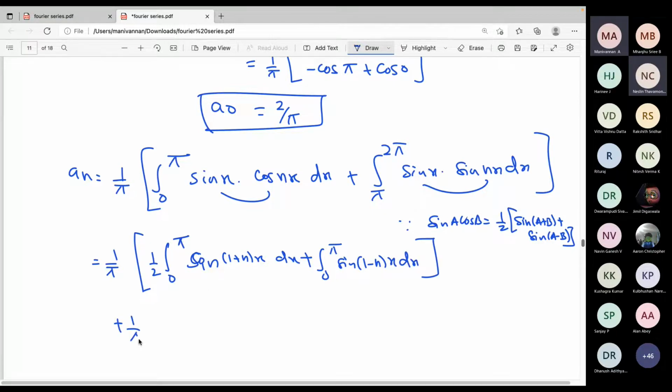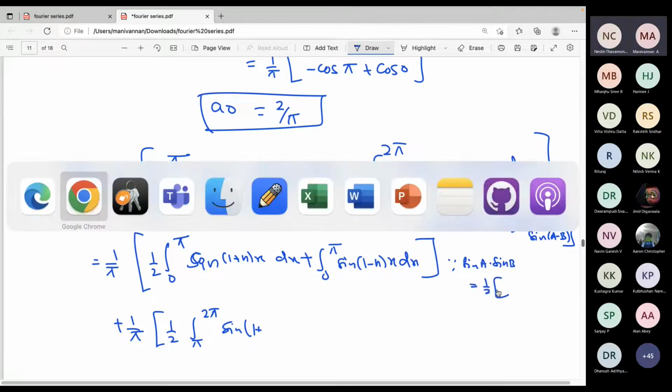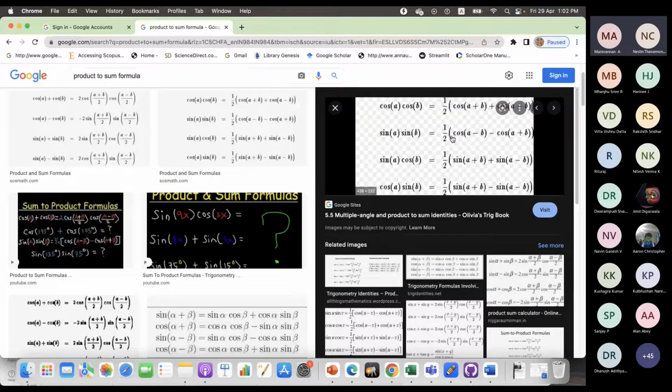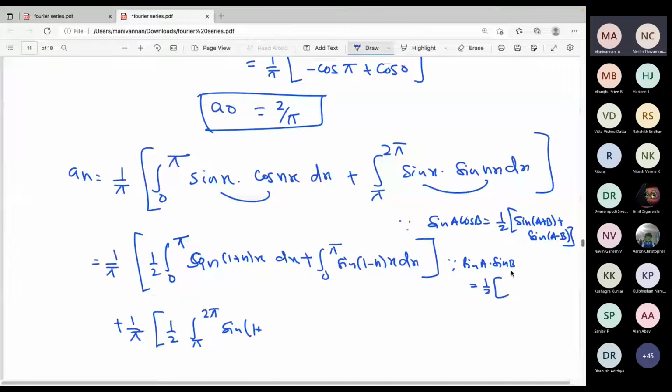Okay, now it is 1 by pi. This pi I will take as common, and here it is 1 by 2, pi to 2 pi interval. Okay, sin x into sin nx means, sin of A plus B means again 1 plus n. Am I right? No, it is sin A sin B. Sin A sin B means 1 by 2 cos of A minus B minus cos of A plus B. Is it right? Let's check.